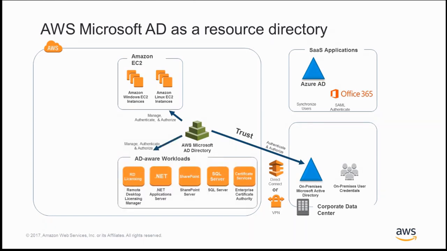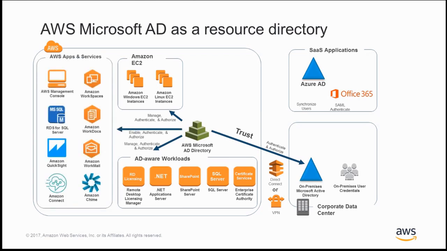For example, you can run a variety of different AD-aware workloads, such as Remote Desktop Licensing Manager, .NET Applications, SharePoint, SQL Server, or Enterprise Certificate Authority on EC2 instances. And you can use the directory to manage those applications, access to the applications, and authenticate and authorize users. And this is being done using identities that are stored in your on-premises directory through the trust. You can also use this to work with AWS applications and services such as the AWS Management Console, Amazon Workspaces, RDS for SQL Server, QuickSight, and others.